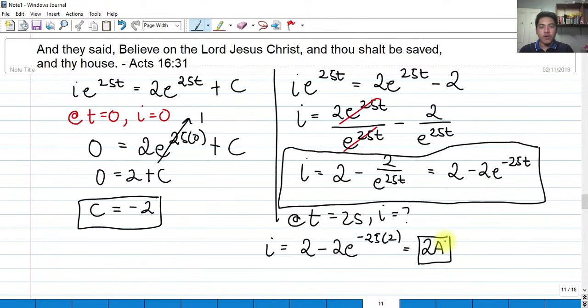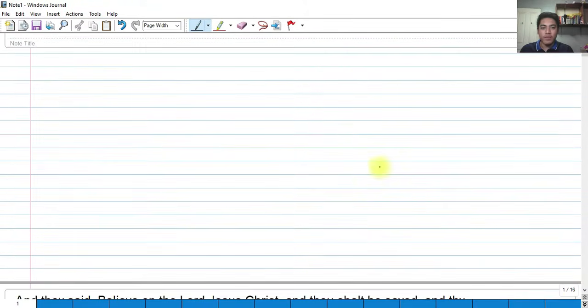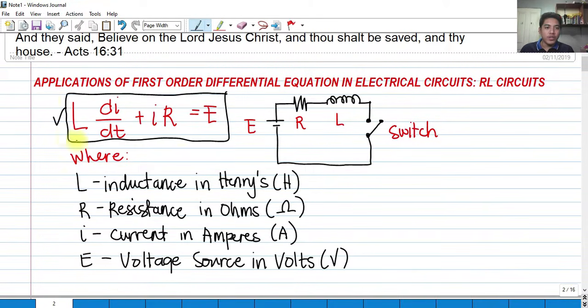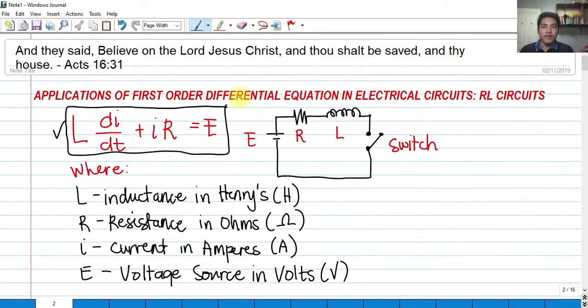As you can see, solving an RL circuit requires knowledge of separable variables and solving linear equations. First, we need to find the model equation if we are asked to find the current at any time t. What is most important here is to memorize, or at least familiarize yourself with, the differential equation here, and know how to solve it using the given parameters.